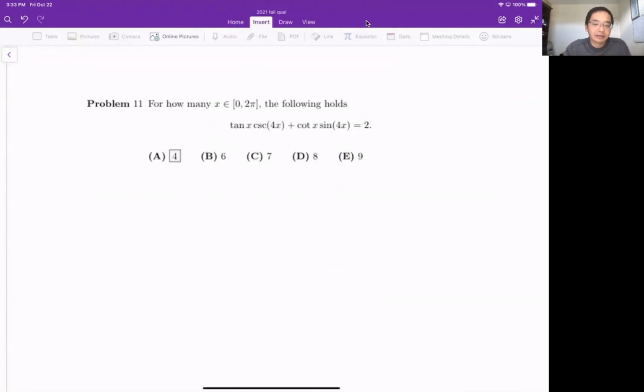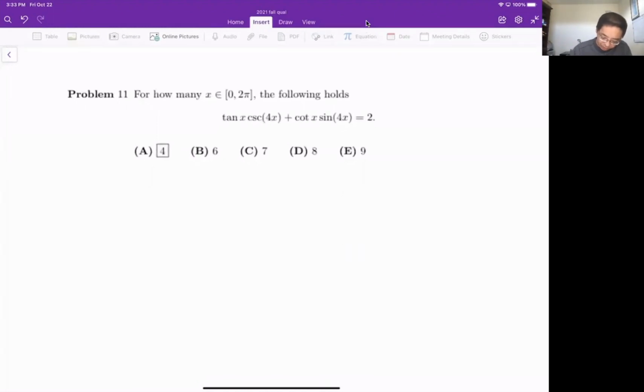Question number 11. The question says, for how many x between 0 and 2 pi does the following trigonometric equation hold? The equation says tangent x times cosecant 4x plus cotangent x times sine 4x equals 2.